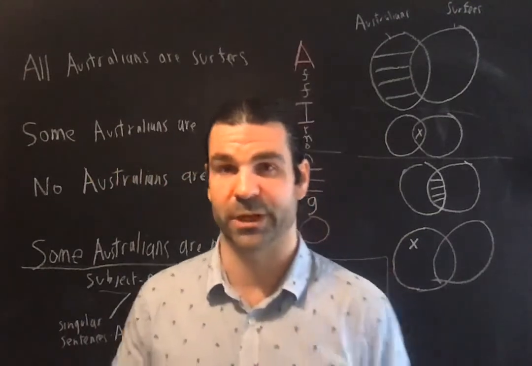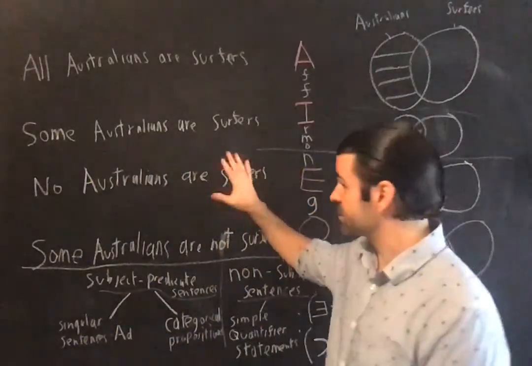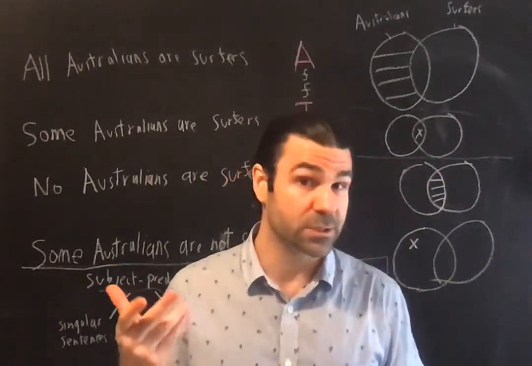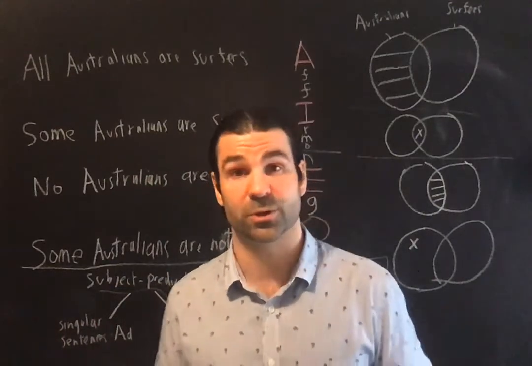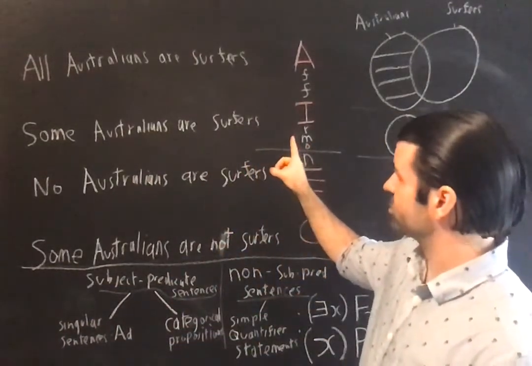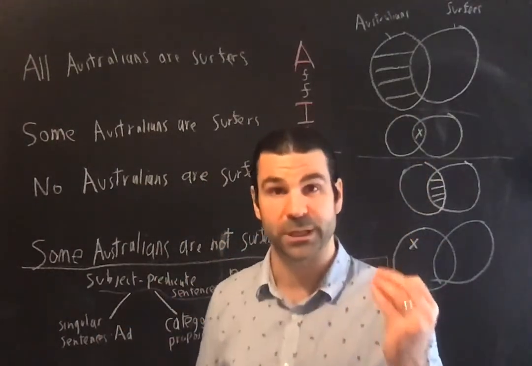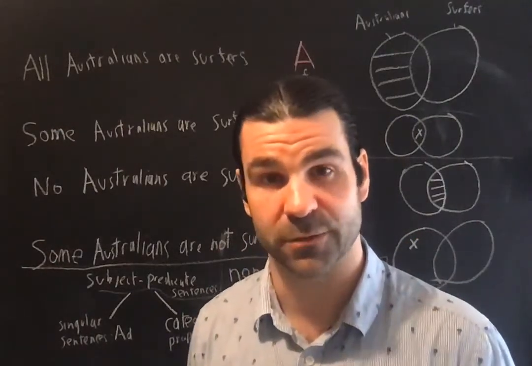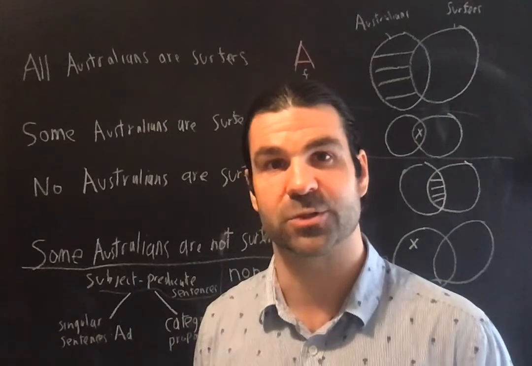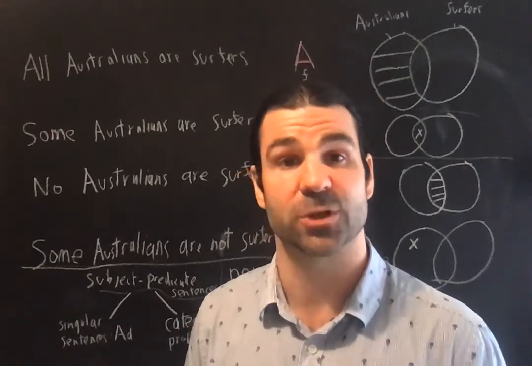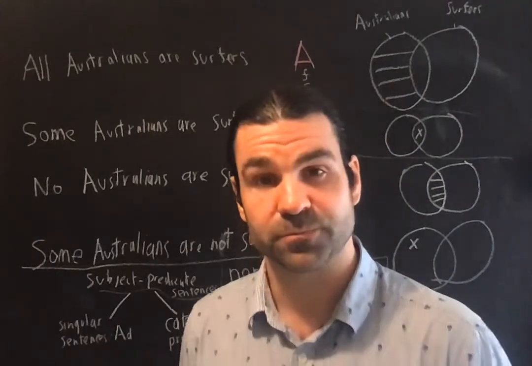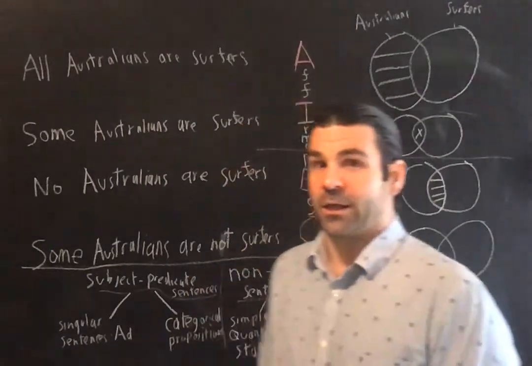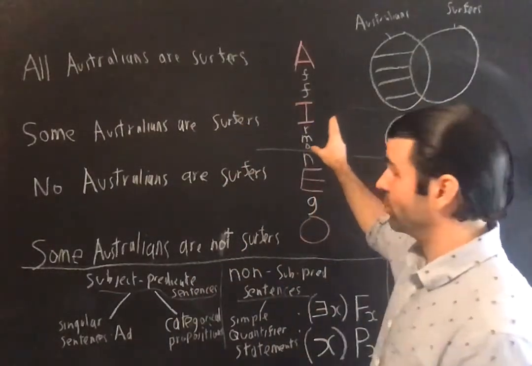Anyway, you can read that in Klenk. All Australians are surfers, kind of the paradigm categorical. Subject class, Australians, predicate class, surfers, right? And you're asserting what? Universal inclusion. What am I saying? All Australians are surfers. I'm saying if you're in the class of Australians, then you are in the class of surfers. I'm saying all of the Australians are included in the class of surfers, right? All, that's universal, and included within, so it's inclusion. It's universal inclusion, okay? This is called the A form, right?